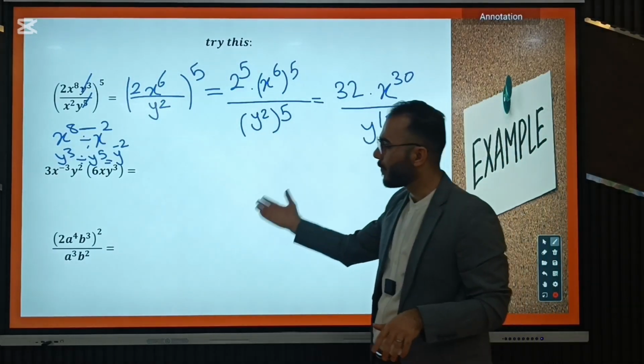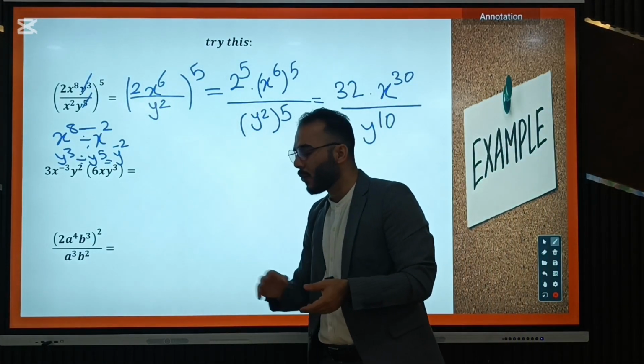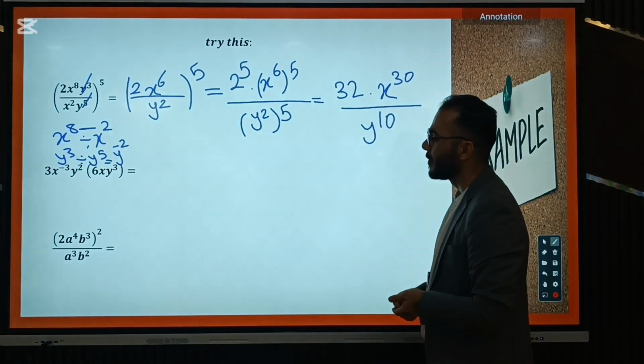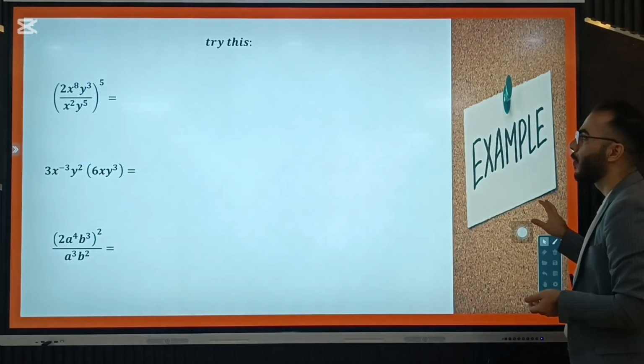So I will leave these two for you guys. One multiplication, a product, and one more quotient. You may just solve them by yourself and check whether you understood it or not.